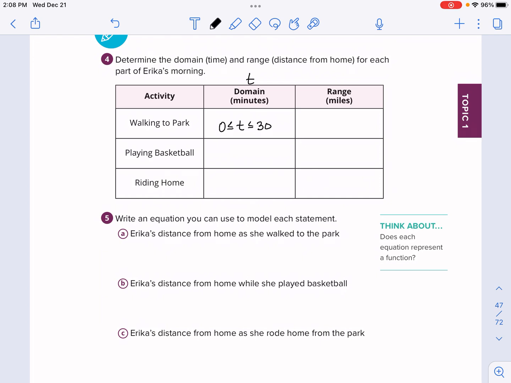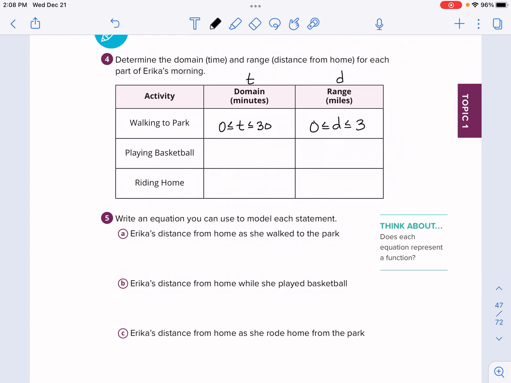For this part, I'm actually going to go to the range. That is distance in miles. So this park is three miles away. So she walked from 0 to 3 miles. So how do we write that? So it's 0 less than or equal to d, not t, less than or equal to 3. So the distance is from 0 miles all the way to 3 miles. Okay. Now let's go to the part where she was spending the majority of her time, which was at the park.